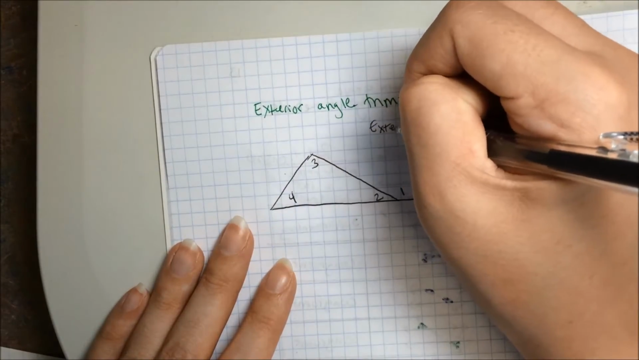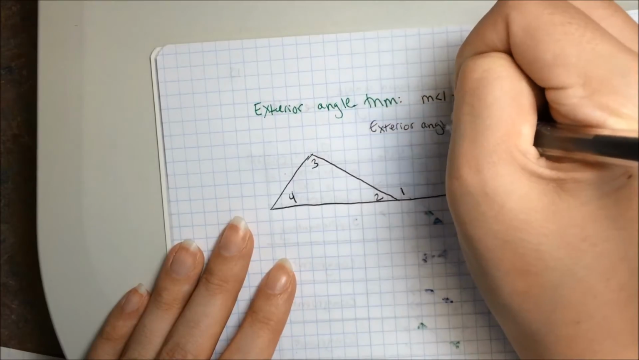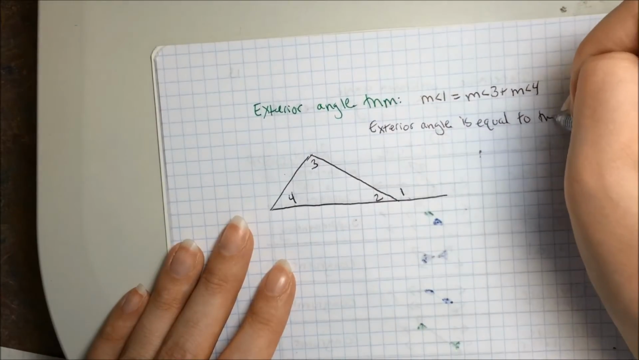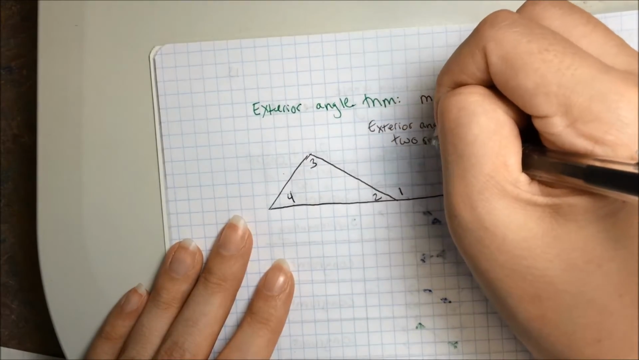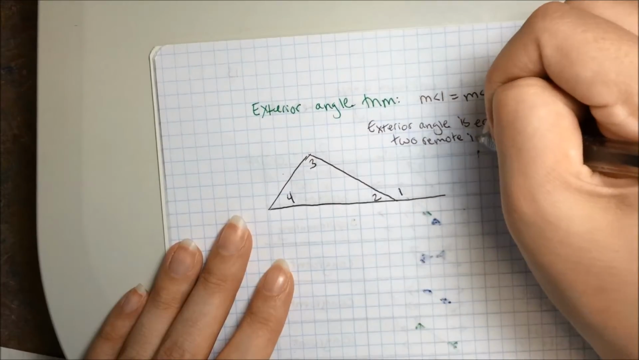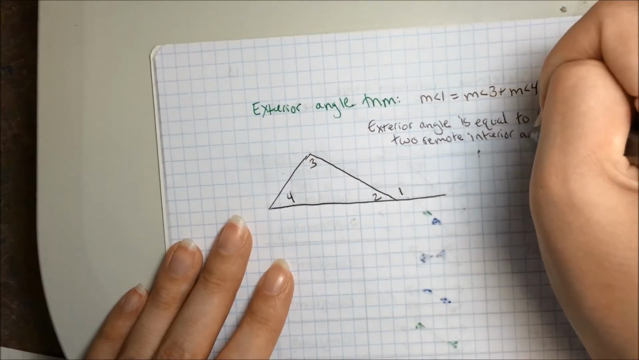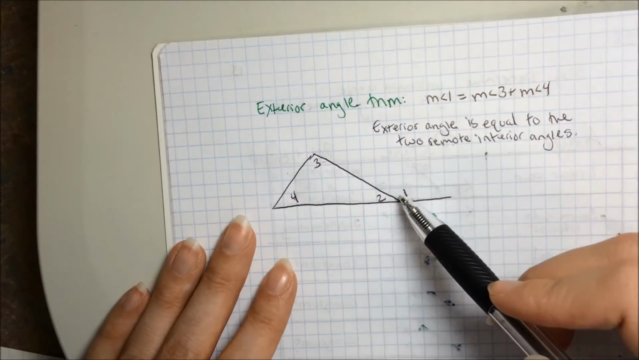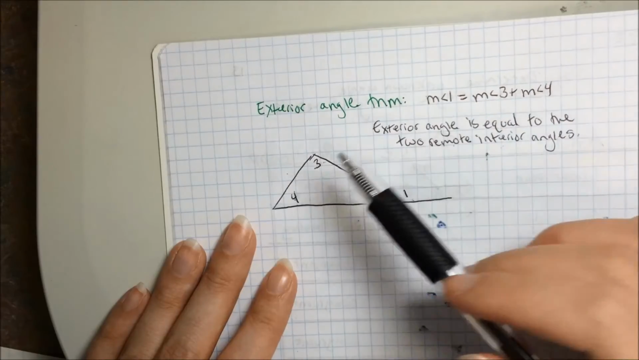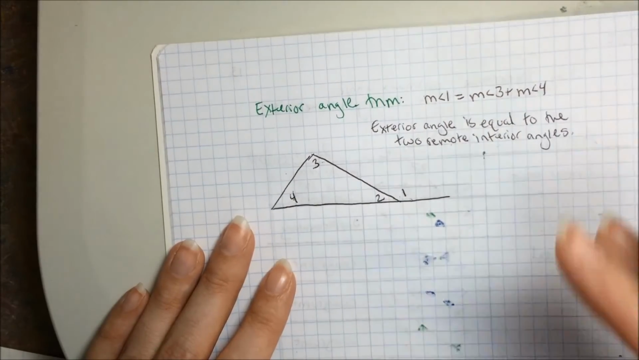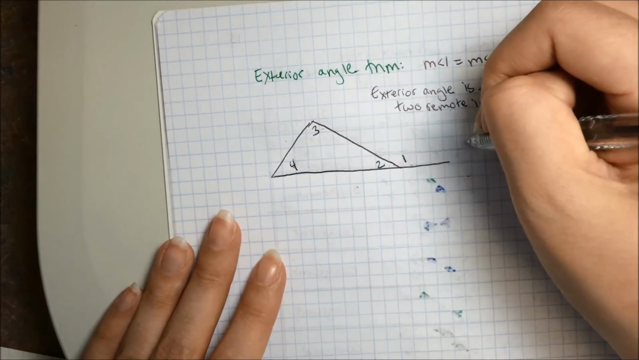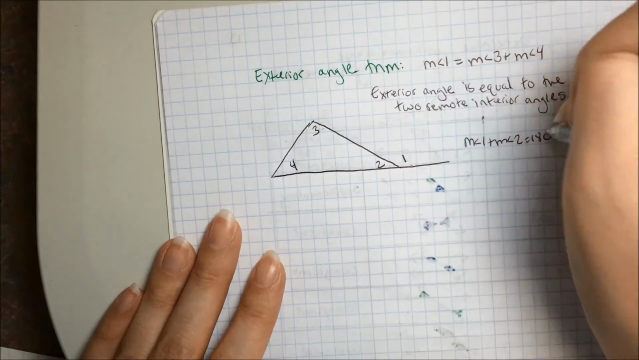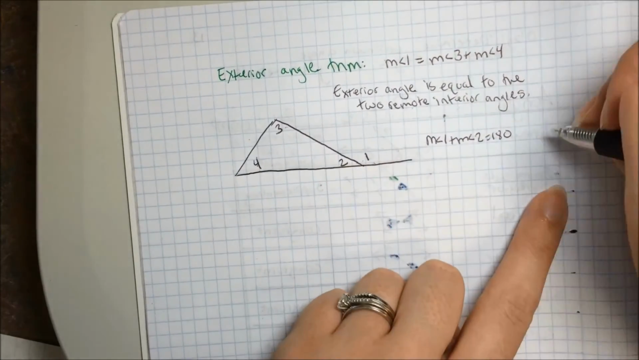Exterior angle is equal to the two remote interior angles. Remote means far away. These two angles are far away from this angle 1, and they're interior, they're on the inside of the triangle. So let's prove this. The measure of angle 1 plus the measure of angle 2 equals 180. Why do they equal 180? They're a linear pair.